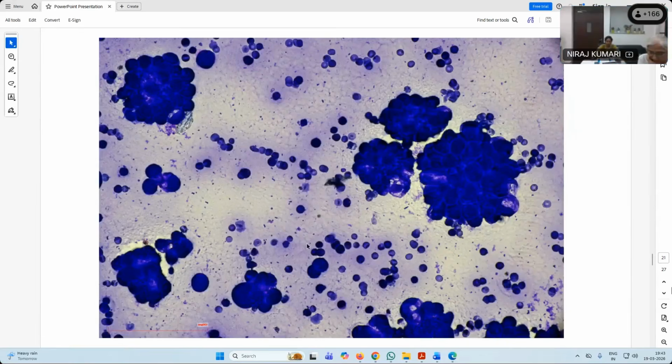Who is there from other than AIIMS Rae Bareli? We have Dr. Sagar. Dr. Sagar, can you describe this smear, please? Moderately cellular smear and cell balls, I can see. Okay. So you find three-dimensional clusters of cells, cell ball-like clusters.